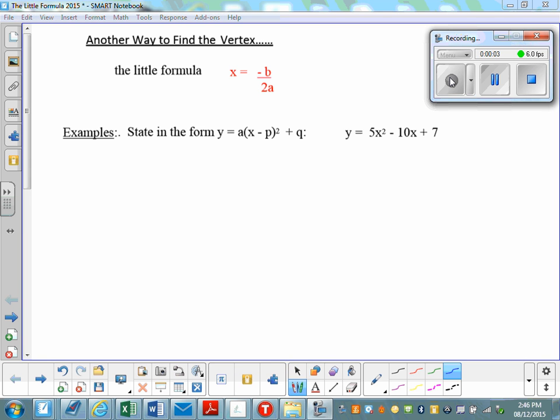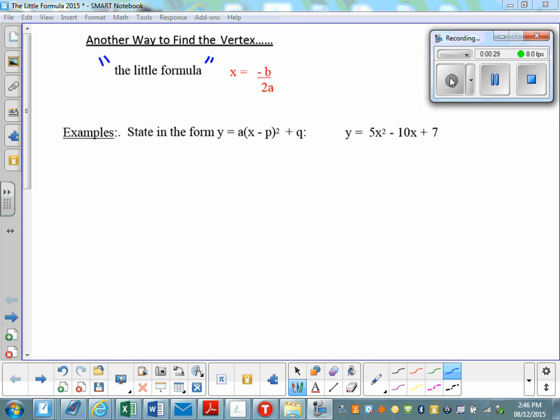So we spent the last couple of days working with completing the square, which is our method for changing an equation from standard form to vertex form so that we can get more information about it. Today I'm going to show you something called the little formula, which is a little bit of a shortcut to help us find vertex form.